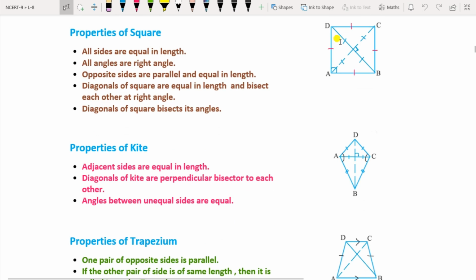Properties of a square are: all sides of the square are equal in length, all angles are 90 degrees, opposite sides are parallel and of equal length. Diagonals of a square are equal in length, bisect each other and also at 90 degrees. So all of the properties above of the diagonals are included in the square. Diagonals of a square also bisect its right angles, that is, the vertices.